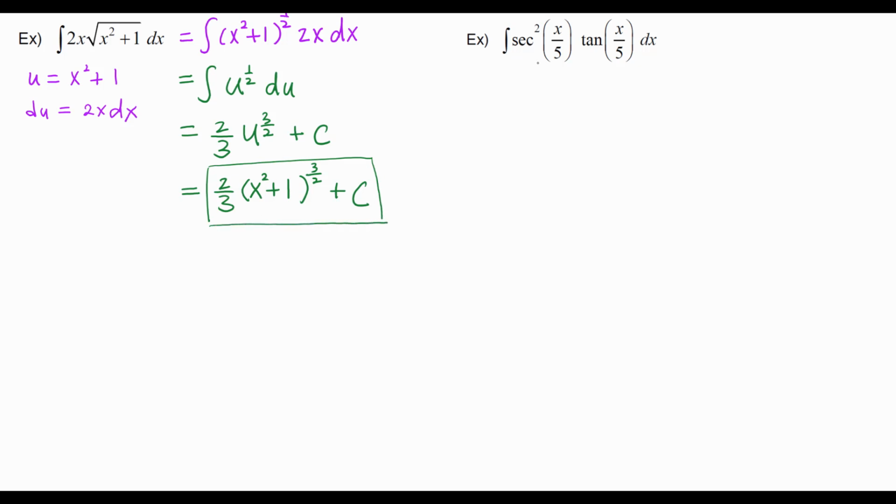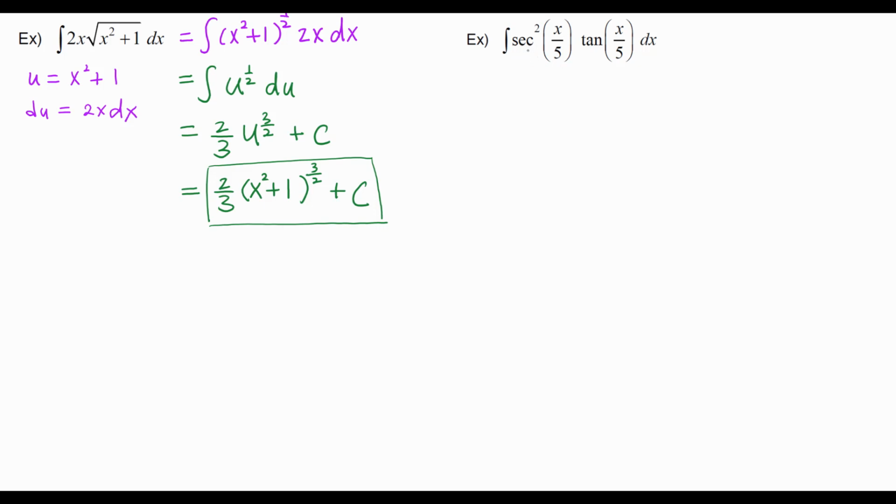How about the integral of secant squared of x over 5 times tangent of x over 5 dx? So what's my u? Which one? Secant, that would work. But this time, you could also look at tangent of x over 5 as a composite function, because the inner function is x over 5 and the outer function would be tangent. So you could do it that way. Either way is fine. Because there is a power on secant of x over 5, you would more likely have thought the composite function was the secant squared of x over 5. So let's do it that way.